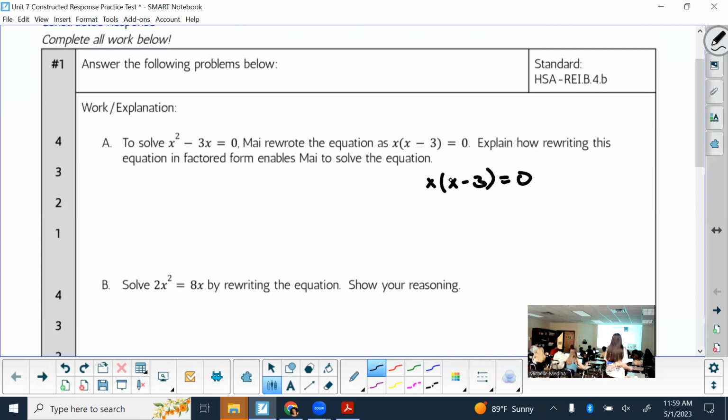Well, the y would have to be 0, because we're solving for the zeros. How does writing it in factor form let us do that? What do we do with factors? Oh. Okay, say that louder, Bailey.